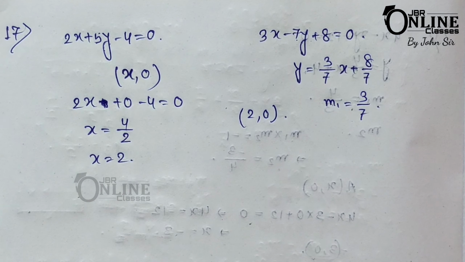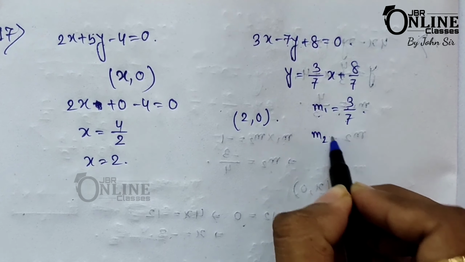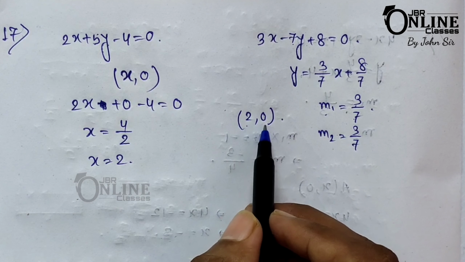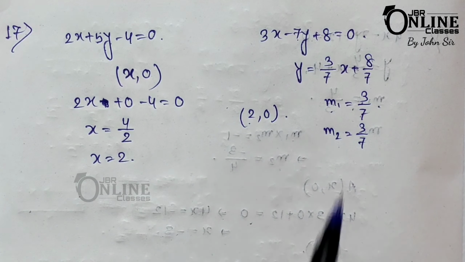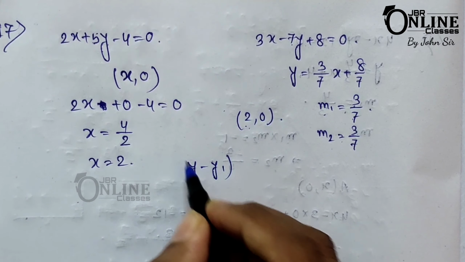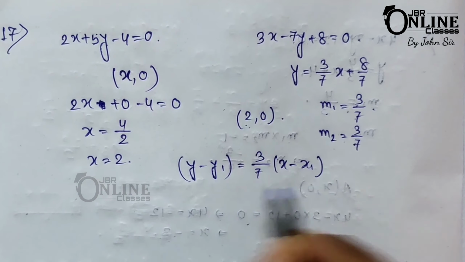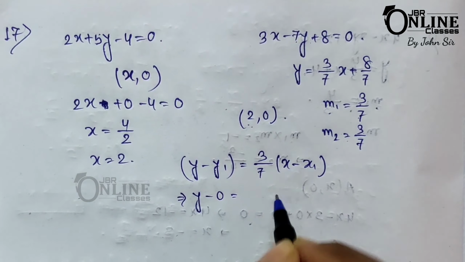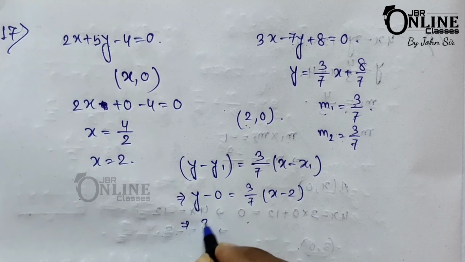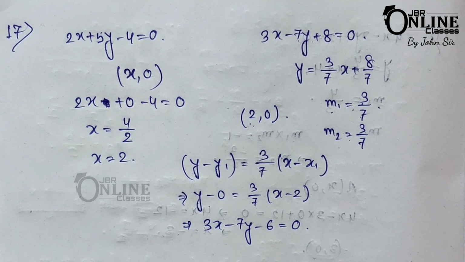As these two lines are parallel, if m1 equals 3/7, then m2 also equals 3/7. And here the point of intersection is (2, 0). With the help of this slope and this point, you can easily find the equation. So y minus y1 equals 3/7 (x minus x1). Let's put in the values: y minus 0 equals 3/7 (x minus 2). So finally you will get 3x minus 7y minus 6 equals 0.